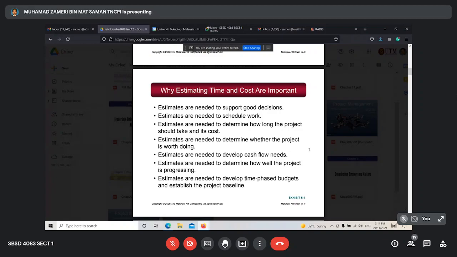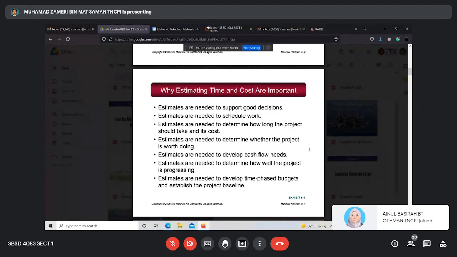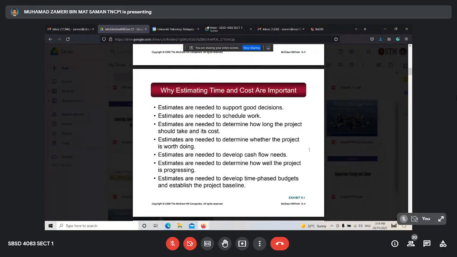Then estimation is also needed in order to determine whether the project is worth doing. Some projects are not worth doing, they give you a loss. So based on forecast, you can determine whether this project is worth it or not. If not worth it, it gives you a loss, you don't need to proceed with the project.